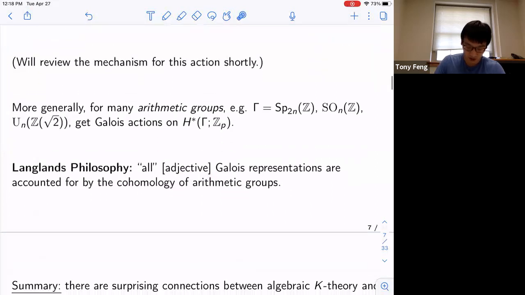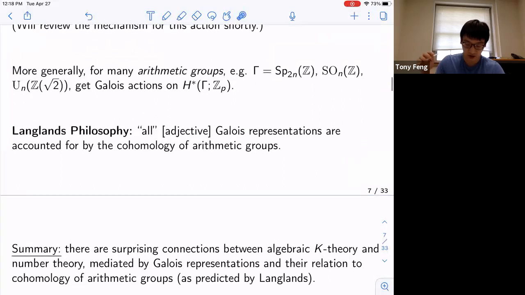Okay, so to summarize, what I've said is that there are surprising connections between algebraic K-theory and number theory, and one can see them as being mediated by this theme of Galois representations and their relation to the cohomology of arithmetic groups, which is something predicted by Langlands.